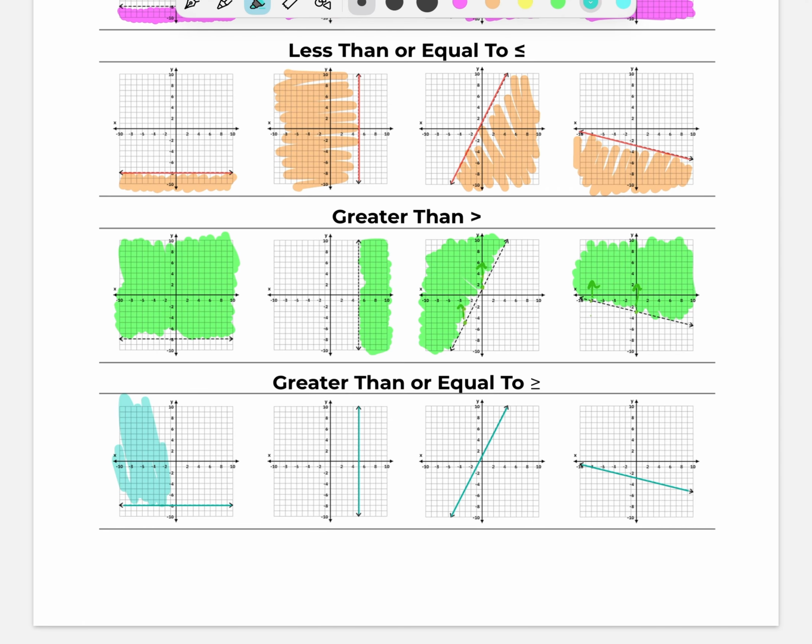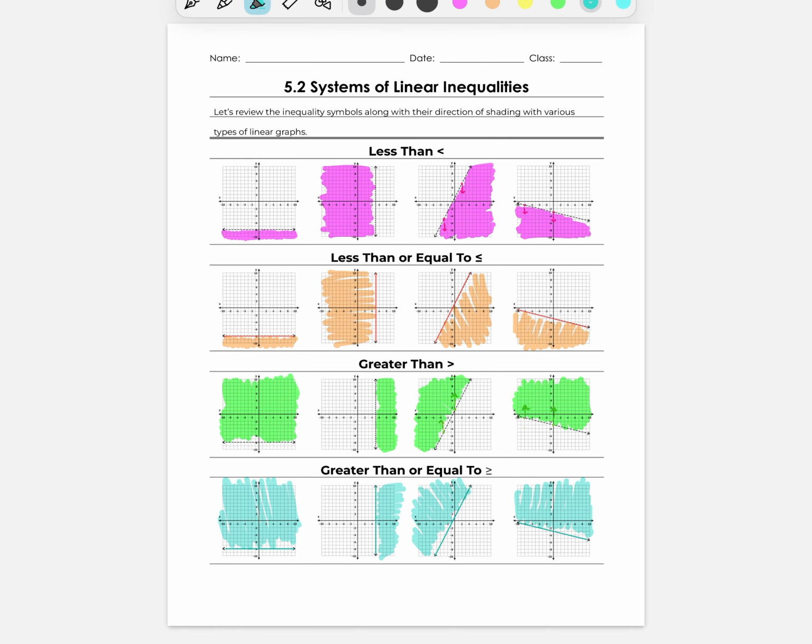And again, shading above, or to the right in this case, above and above. All right, so that's our refresher on our inequality symbols.